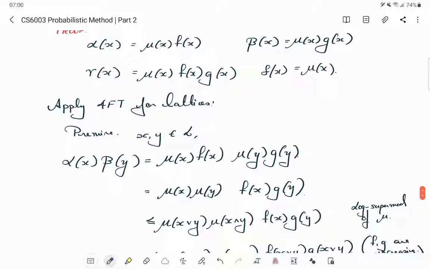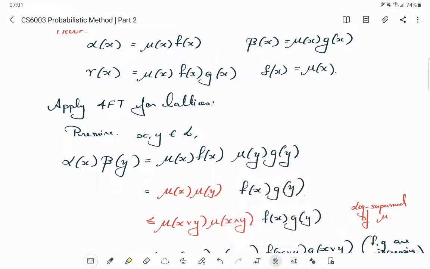But now for mu x mu y, I can use the fact that mu is not any function, it's a log supermodular function. Hence mu x mu y is upper bounded by mu of x join y times mu of x meet y. Okay, so this uses the log supermodularity of mu, and that is why you have a less than or equal to here.